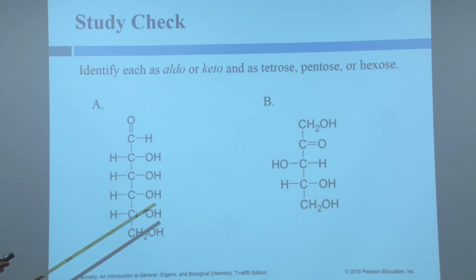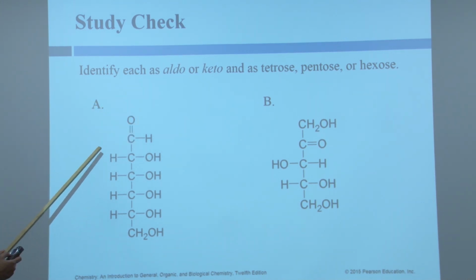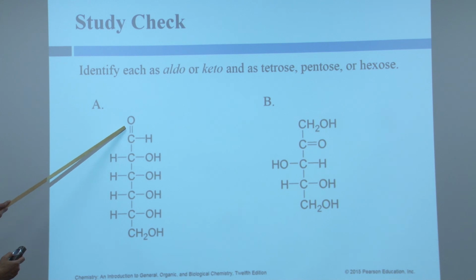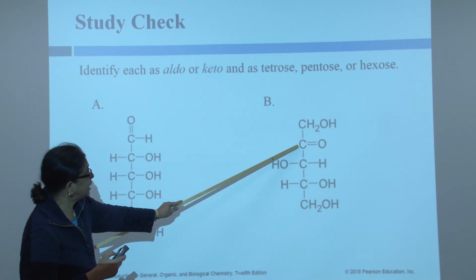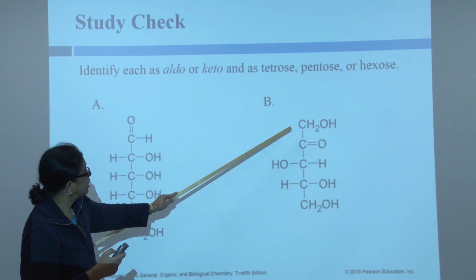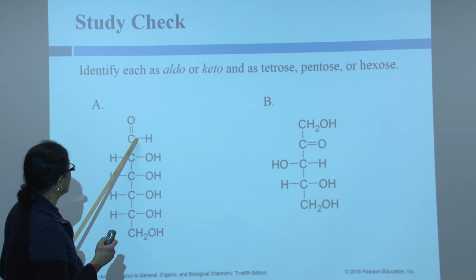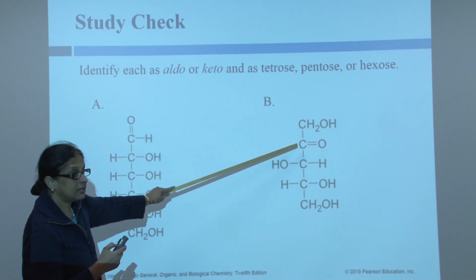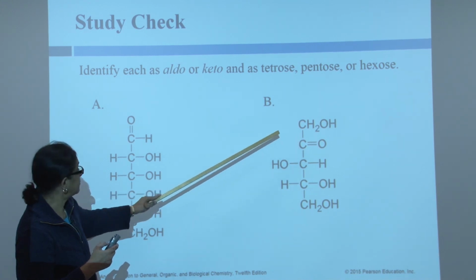Now let us see if we can identify these molecules here. I'm going to identify aldo or keto. First, let us do aldo or keto. There is an aldehyde group, aldo. There is a keto group, keto, ketone. So for the carbonyl groups, this is a ketone, this is an aldehyde. And again, remember, the keto group is on the second carbon.